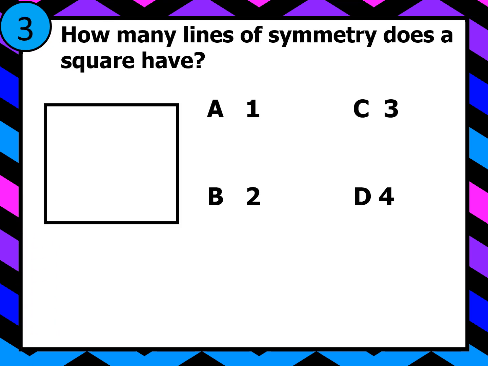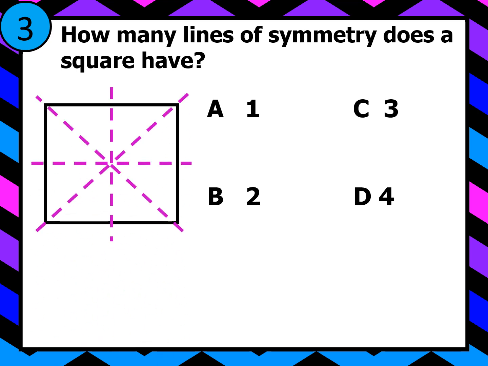Number 3, how many lines of symmetry does a square have? You have 20 seconds to answer this question. Go! If I look at the square, a square has 1, 2, 3, 4 lines of symmetry. So the correct answer for number 3 is D.